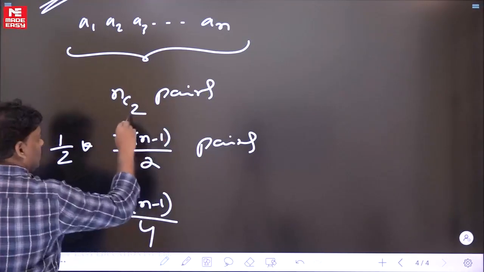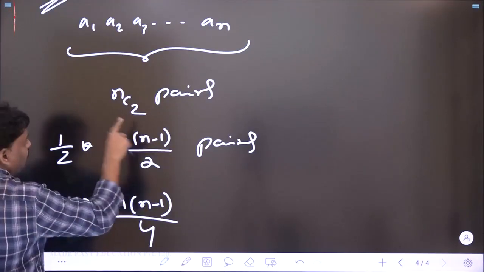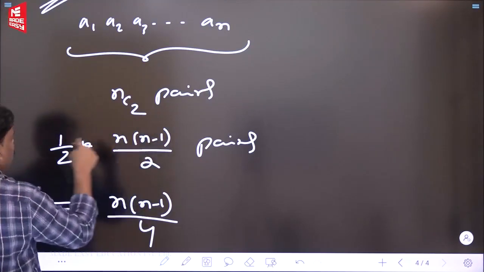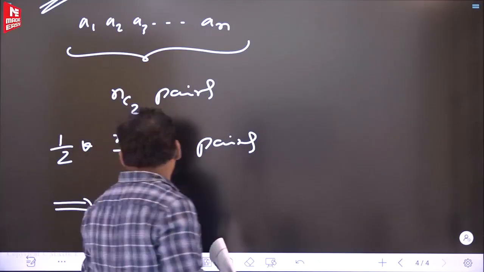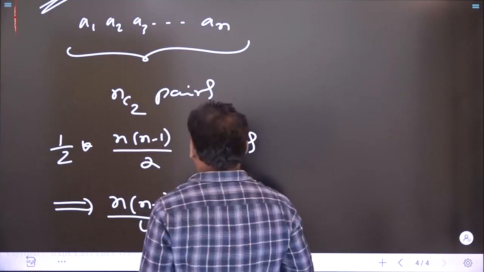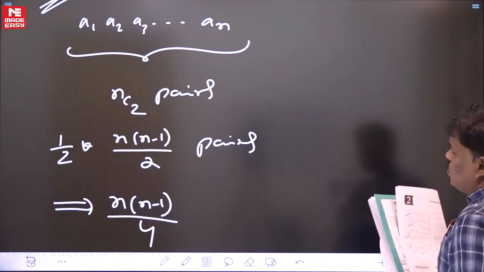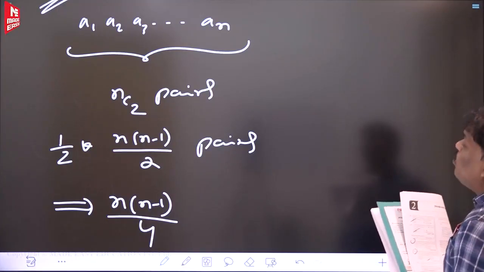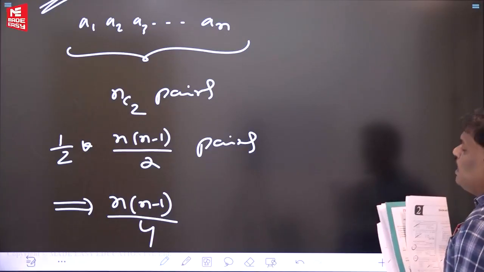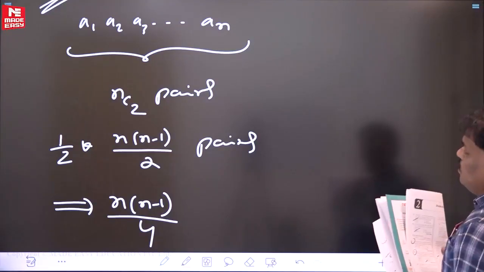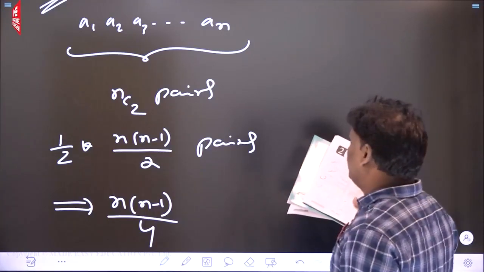These many pairs are there. Every pair may be an inversion, may not be an inversion, so 2 choices. But if you take any pair, the probability that it becomes an inversion is 1 by 2. So 1 by 2 into n into n minus 1 by 2, so n into n minus 1 by 4. This is the expected number of inversions. Every pair has 2 choices, so the probability of that pair becoming an inversion is 1 by 2 into the number of pairs. Finally, n into n minus 1 by 4 is the answer for this problem.